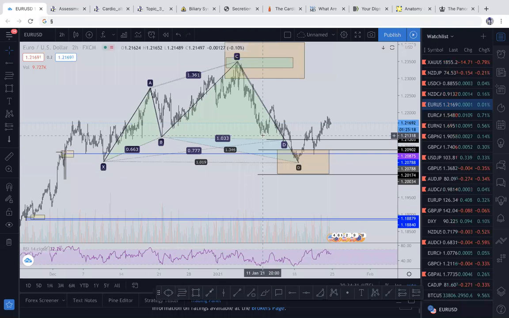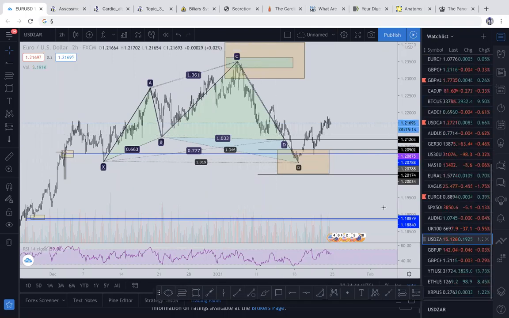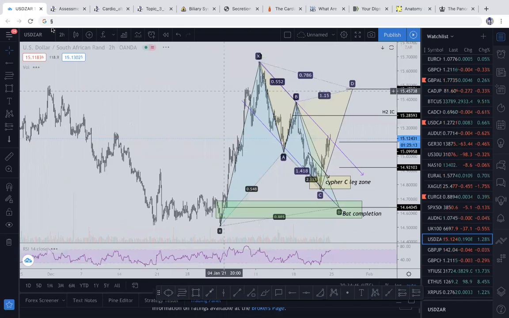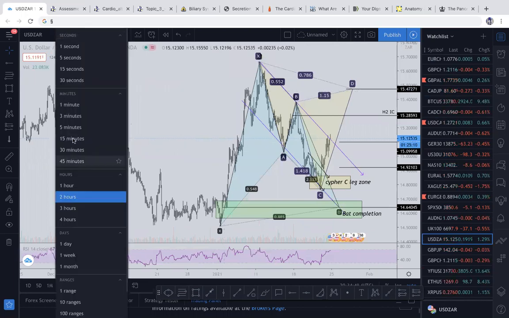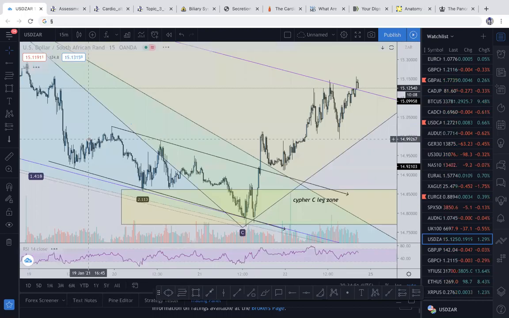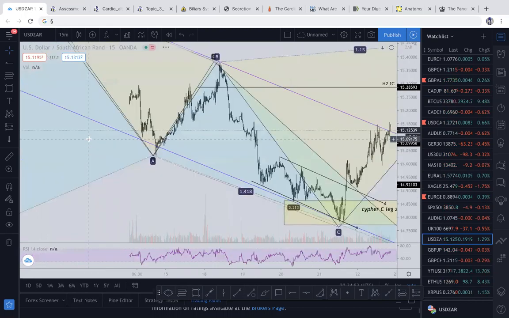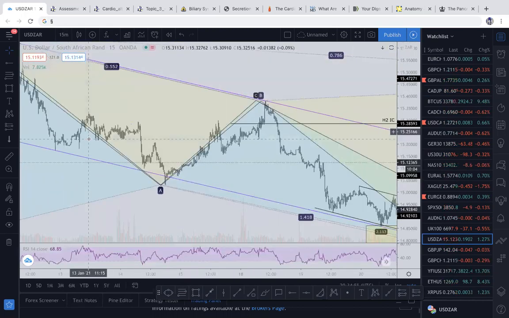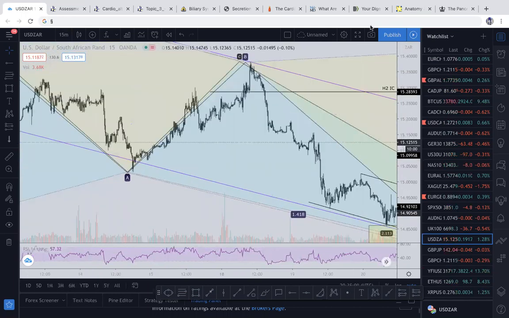And I'm going to show you one more example as to where that happened. That was on USD/ZAR. Oh, please repeat that part.